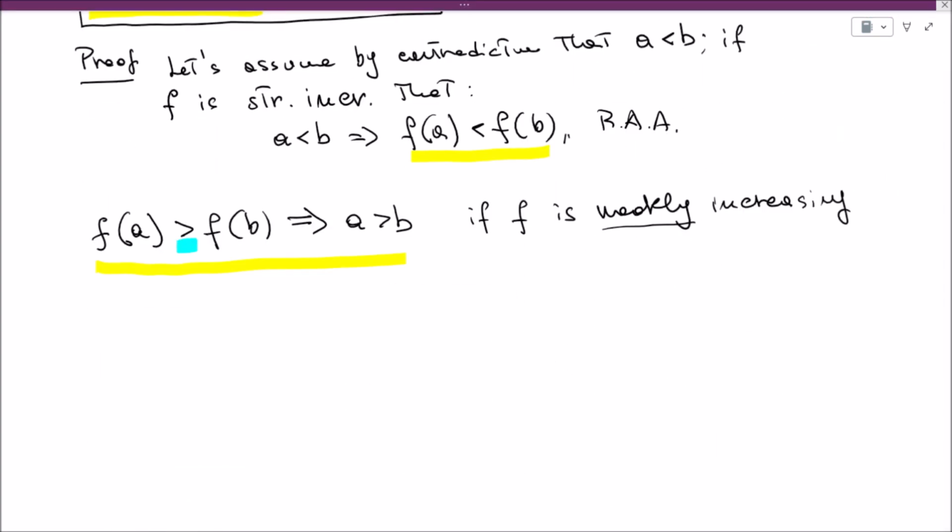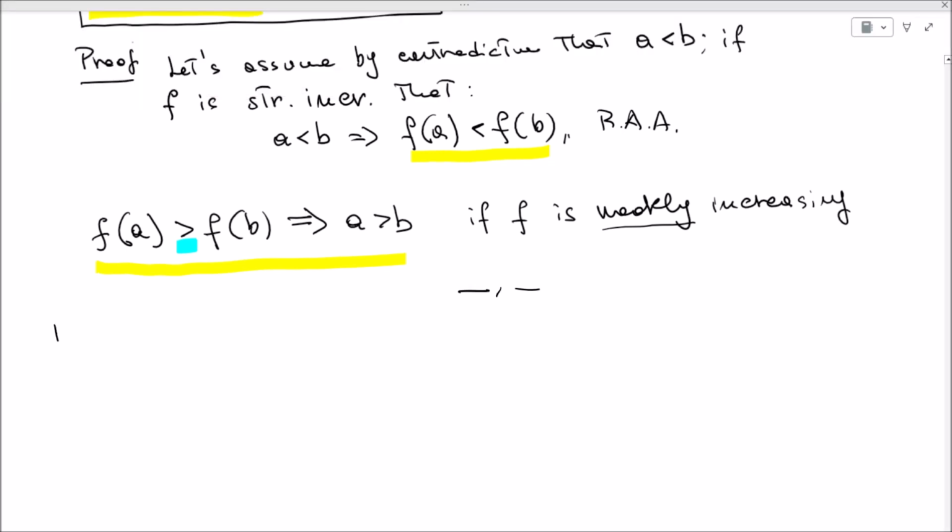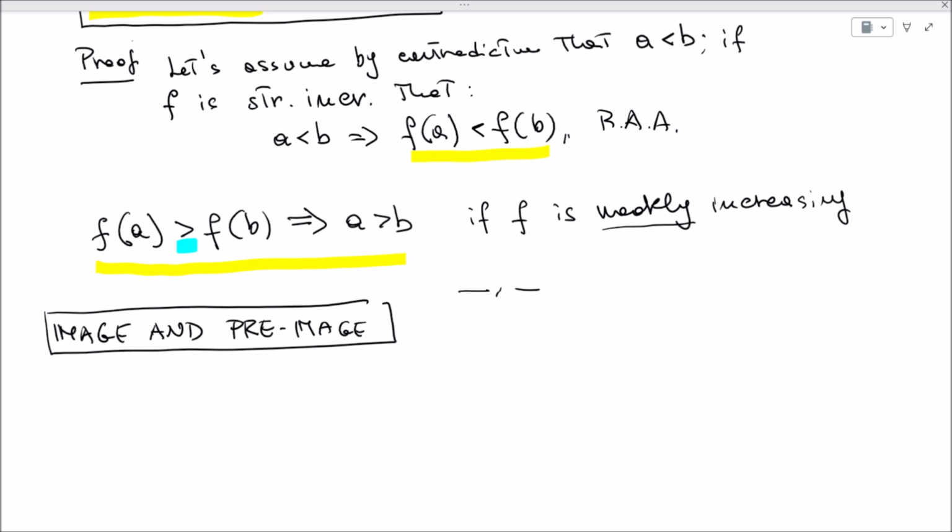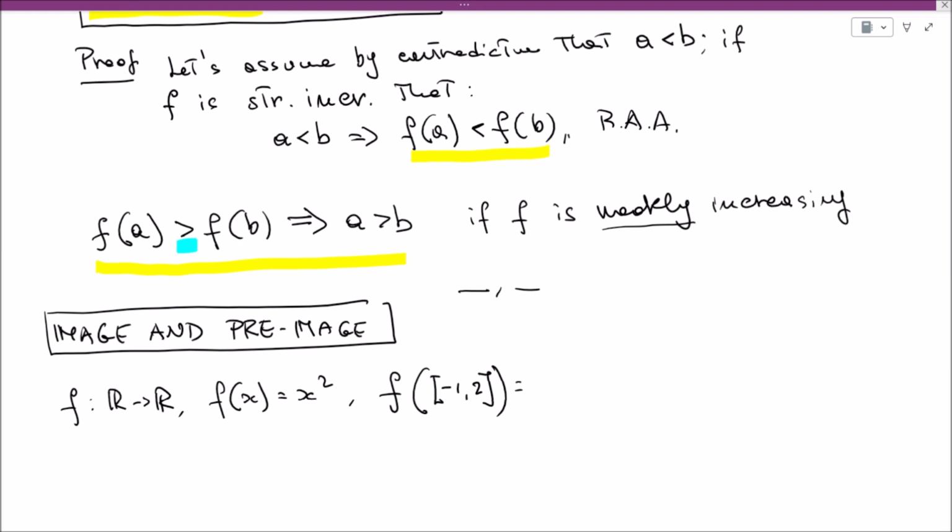Okay, a final consideration on the image and pre-image of sets. Let's consider, for example, f that goes from R to R, and let's take the usual f of x equal to x squared. We just want to find the image of the interval -1, 2. So we want to find the image of this. So I'm just reminding you what we have.